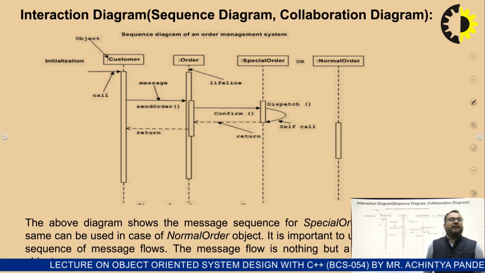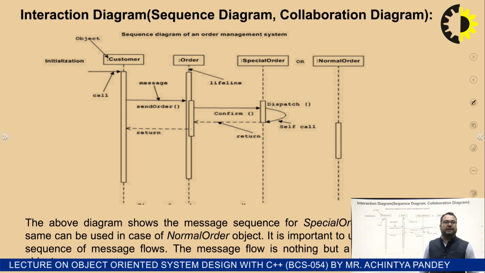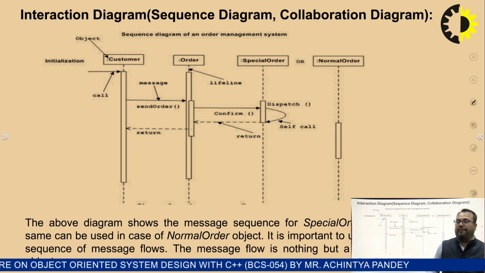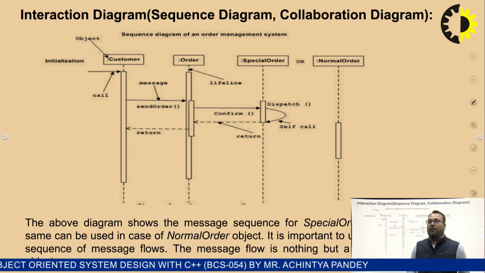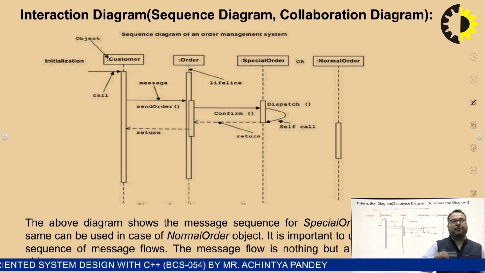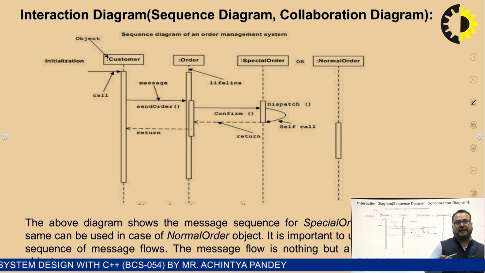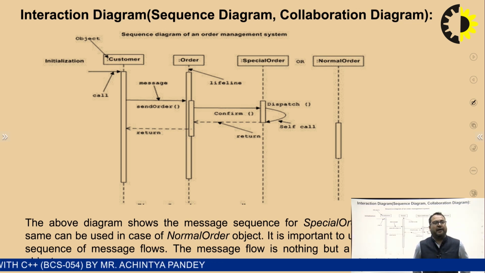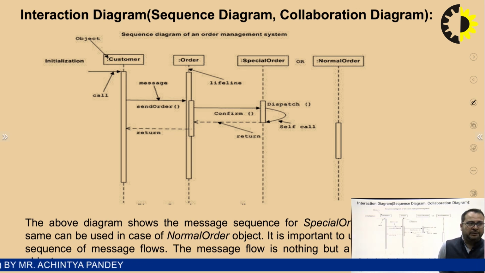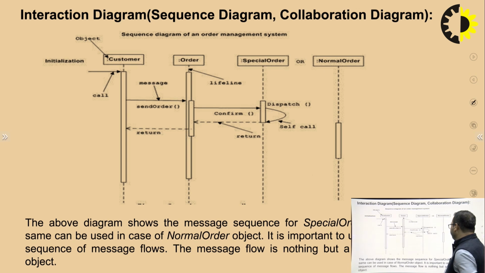Interaction diagram means a sequence or collaboration diagram. Like in a flow chart we see the stepwise solution: the first step, the next, then the next, up to the end. This comes under the interaction diagram. The above diagram shows the message sequence for the special order object, and the same can be used in the case of the normal order object.